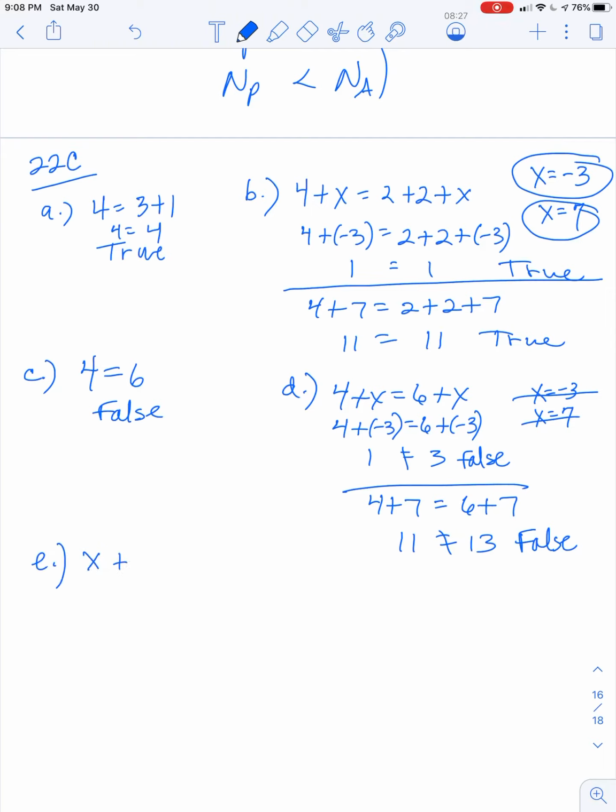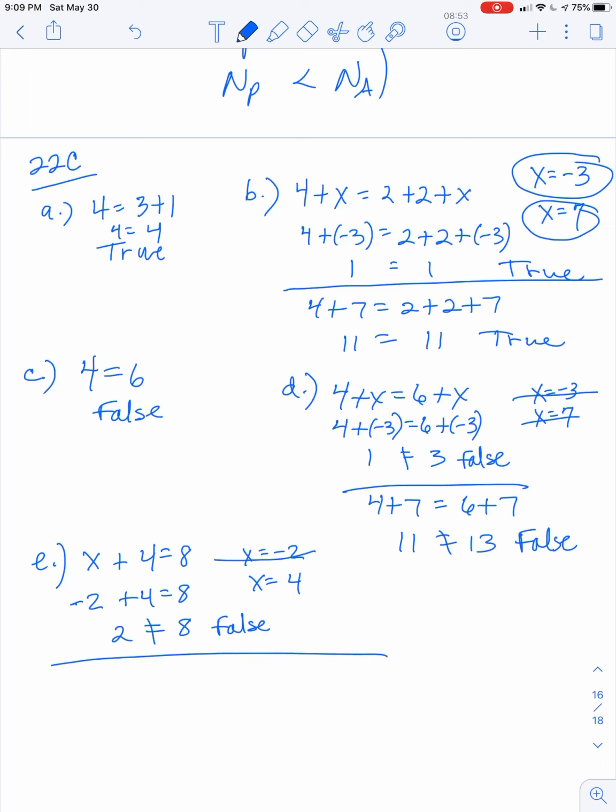Let's look at one more. Let's say we have x plus 4 equals 8. And I'm going to use x is going to be equal to -2. We're going to test that, and we're going to test it when it's equal to 4. So we have -2 in for x, plus 4 equals 8. -2 plus 4 is actually 2 equals 8. That is false, isn't it? So -2 does not satisfy the equation. Let's try the 4. 4 plus 4 equals 8. 8 equals 8. That is true, isn't it?